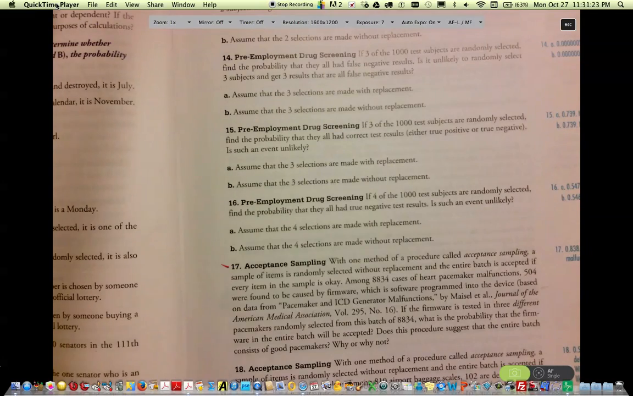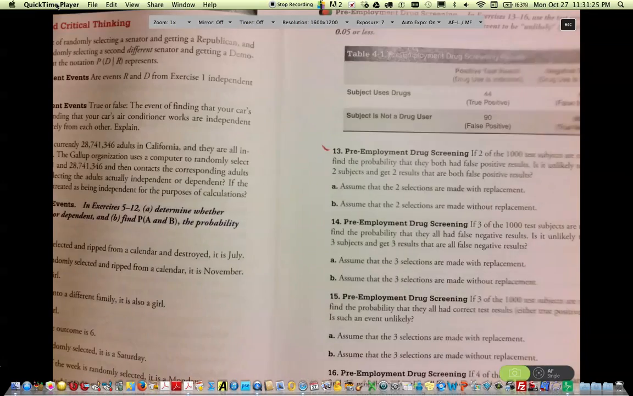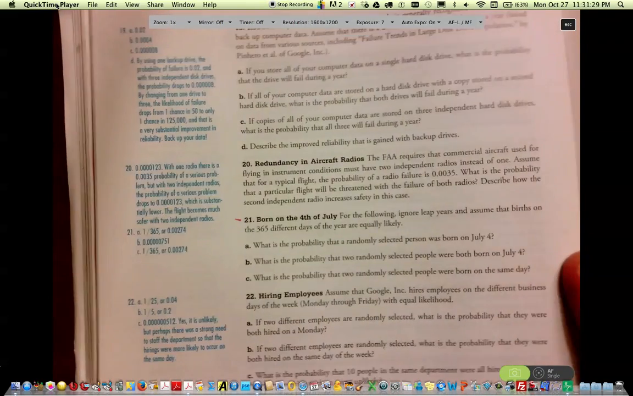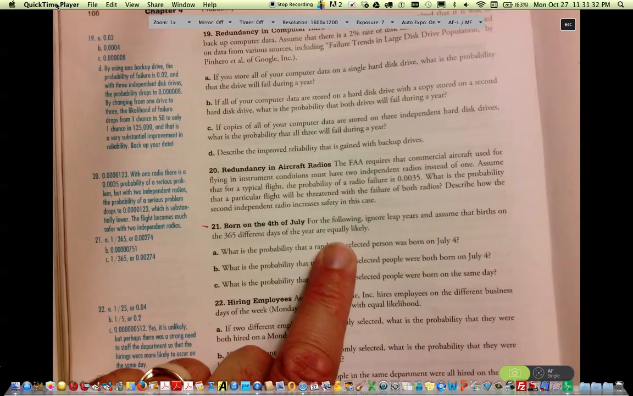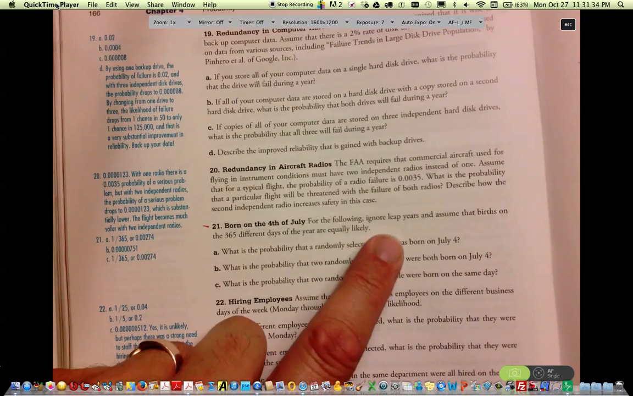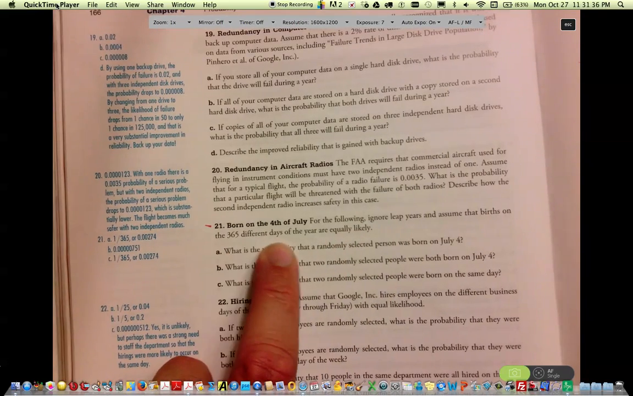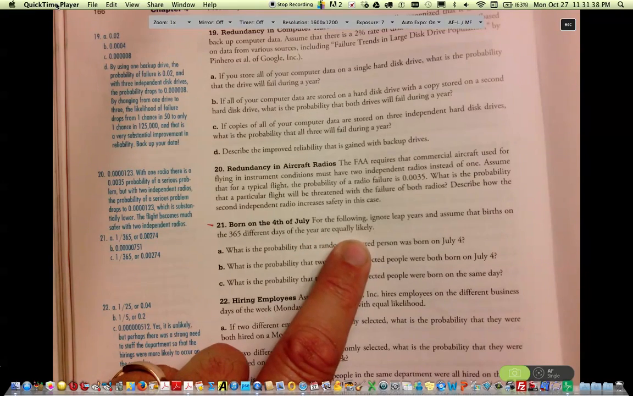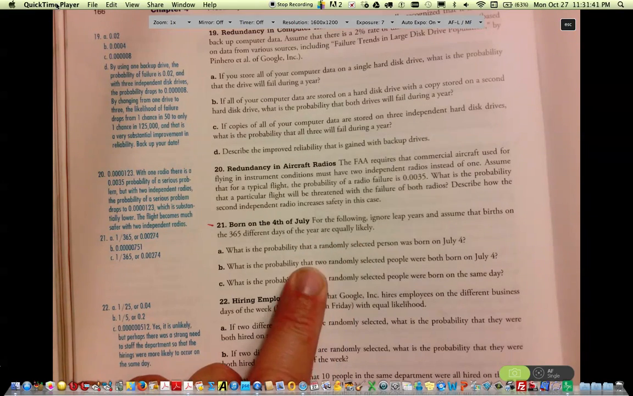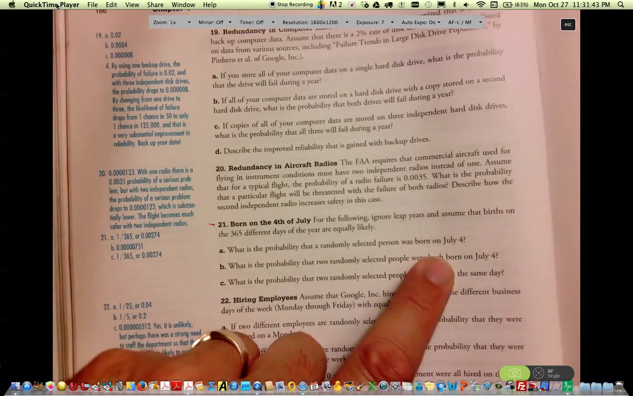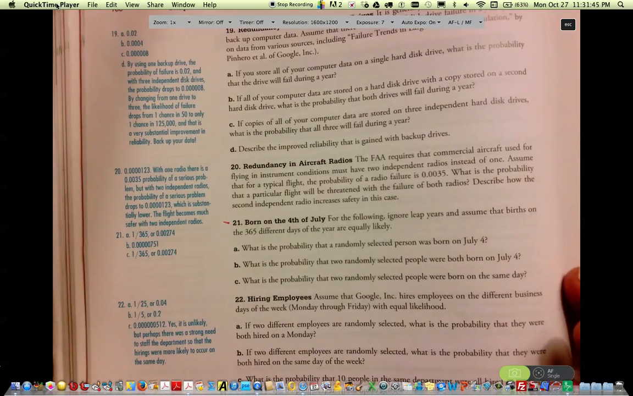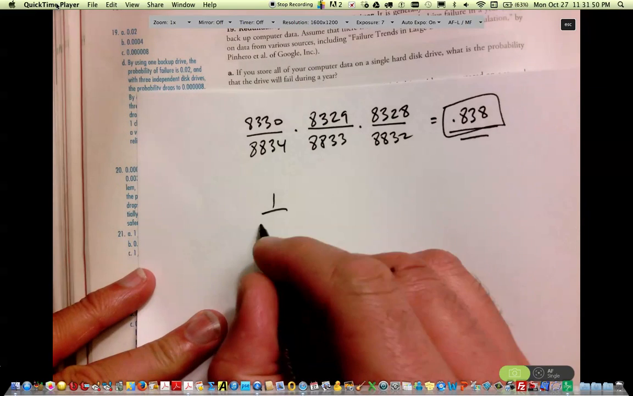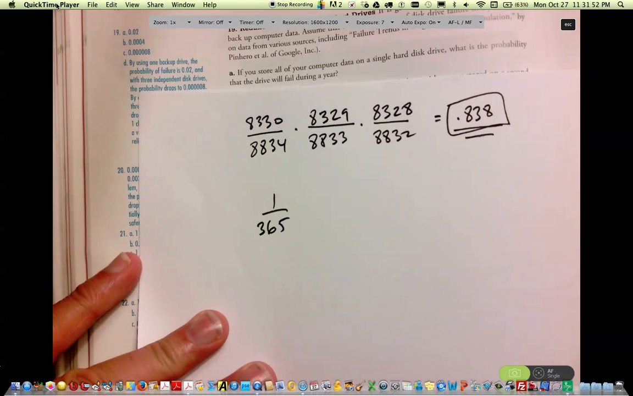Another problem I want to look at is number 21. For the following, ignore leap years and assume that the births on the 365 different days are all equally likely. What is the probability that a randomly selected person was born on the 4th of July? Well, if you just pick a random date during the year, you're going to end up with 1 out of 365. That's the probability that a person's born on the 4th of July.